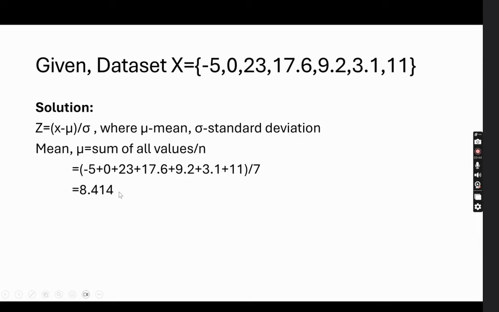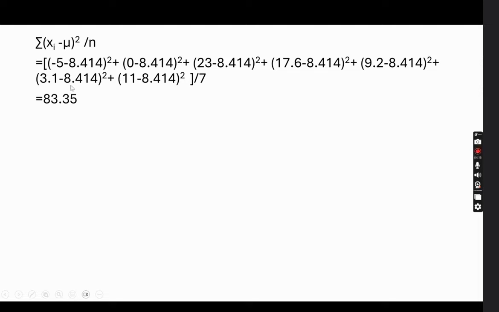So we get the mean value as 8.414. The formula for calculating the standard deviation is the square root of the summation of xi minus mu whole square, divided by the number of values present in the data set. Here x is your given data set and xi is nothing but the ith value present in the data set. For example, x1 is -5, x2 is 0, x3 is 23, like that. Likewise, we have to substitute the values in the formula. So while substituting the values in the formula, we get -5 minus mu, where the value of mu is 8.414, whole square.